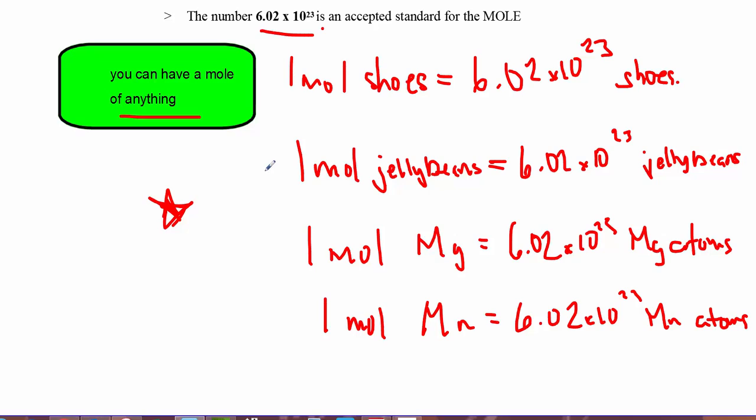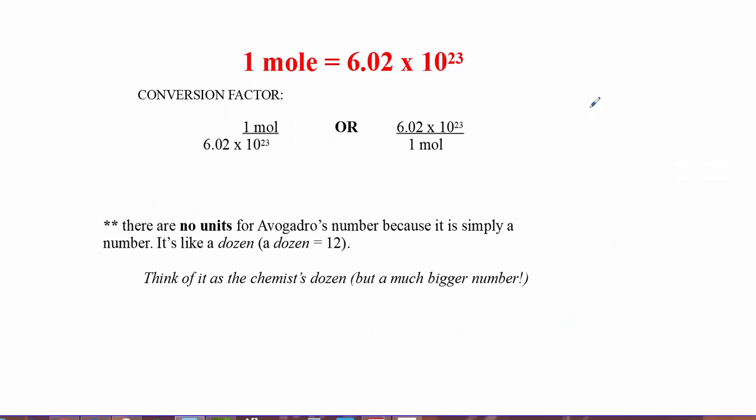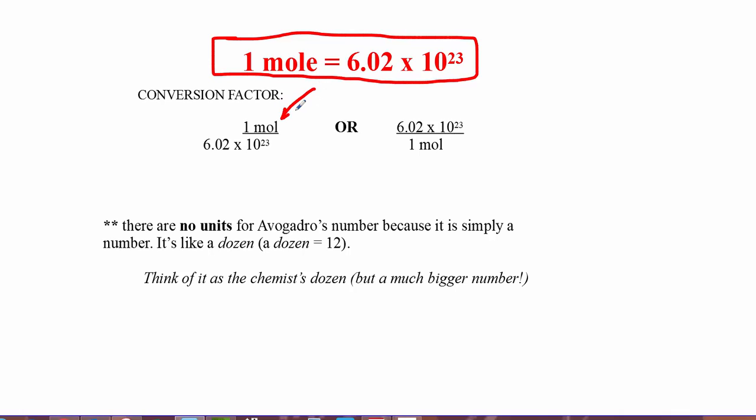So from that statement then, we can come up with two conversion factors. 1 mole equals 6.02 times 10 to the 23 can be written like this, okay, in a calculation with the 1 mole on the top of the conversion factor in the numerator, or it can also be written like this with the 1 mole on the bottom. And we would use one or the other of these conversion factors depending on what kind of units we're trying to cancel out of. And I will do those in the calculations that follow.